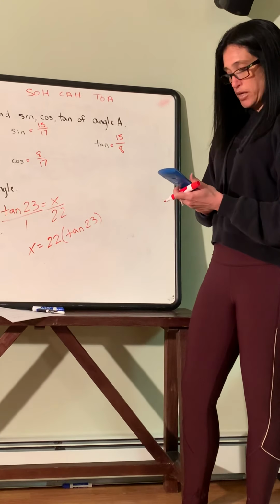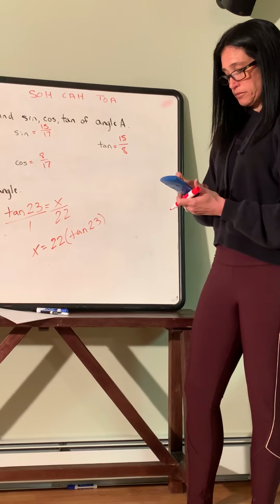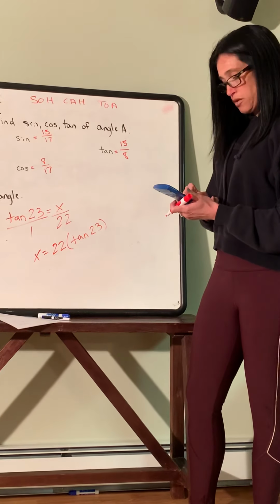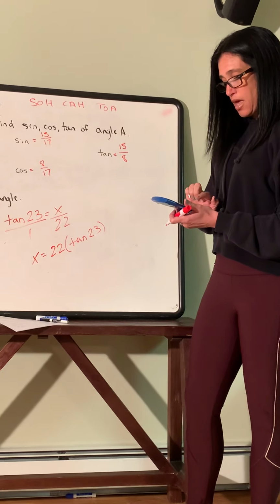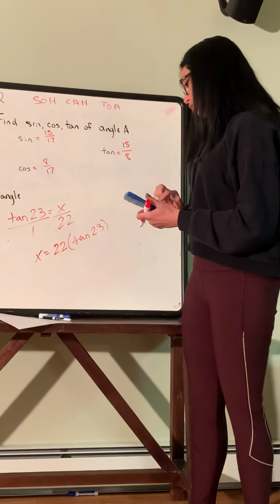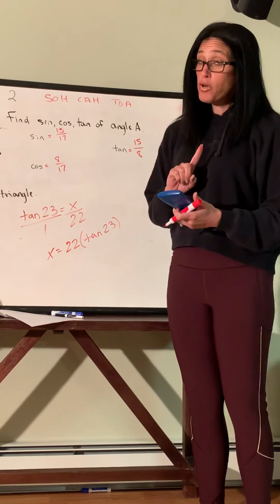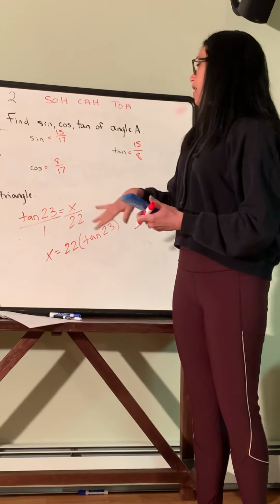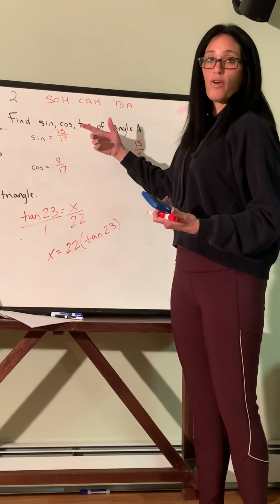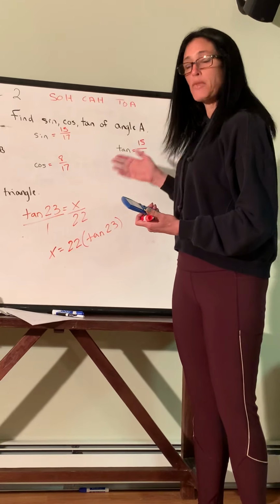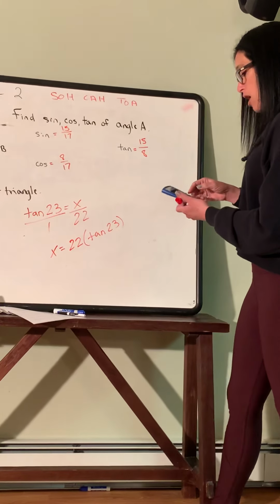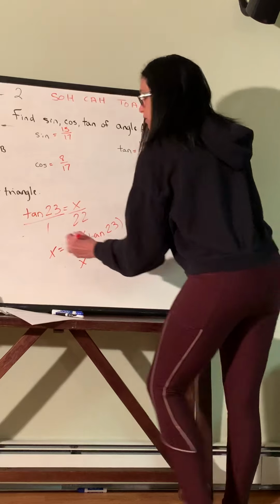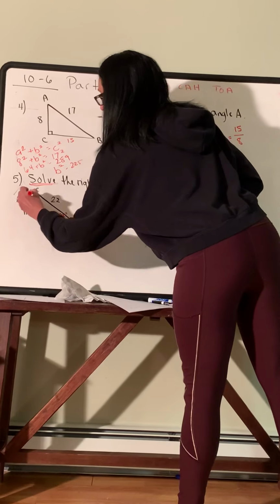So I'm going to do 22 tangent 23, close your parentheses, and what do we get? So when we're looking for a side length, and this is the important thing, if you're just looking for a side length, you round to the nearest tenth like always. If they're telling you to find the sine, cosine, or tangent of something, then you go out to 4 decimal places. All right, so when I round, I get x equals 9.3. So this side length is 9.3.